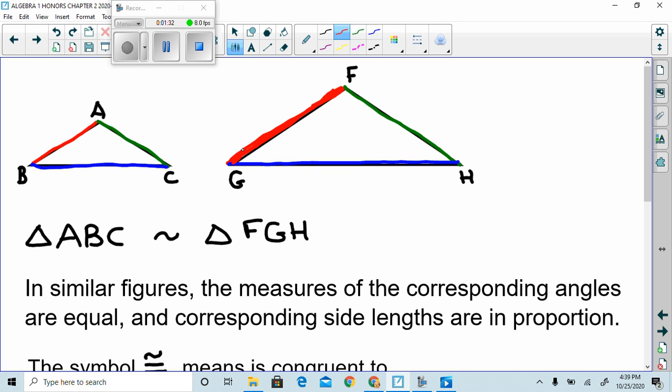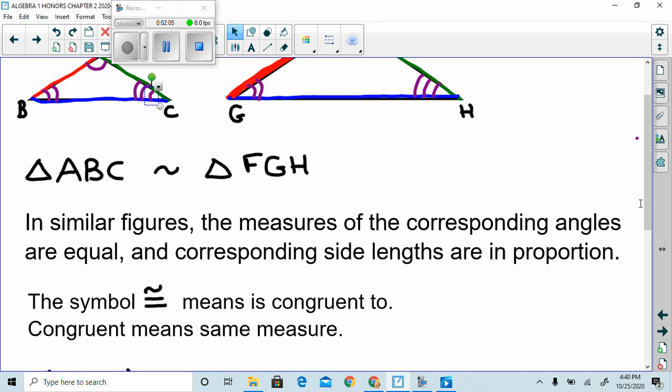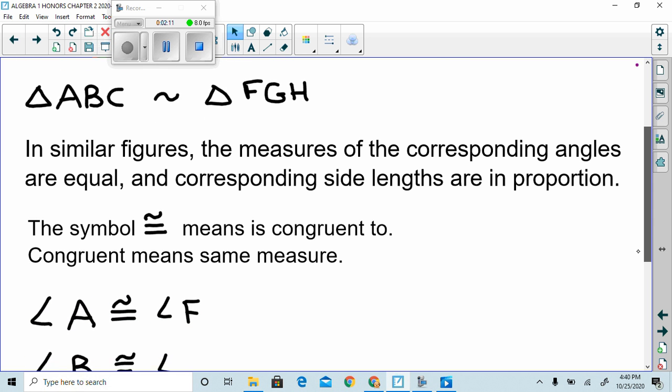Let's now talk about the angles. We're going to look at angles, and we're going to say that angle A is equal to angle F. Angle B is equal to angle G. And angle C has the same measure as angle H. So we're going to be talking about, once again, this relative position of things as corresponding sides and angles. The word congruent means the same measure, and this is the symbol for that. So now let's talk about filling this in.